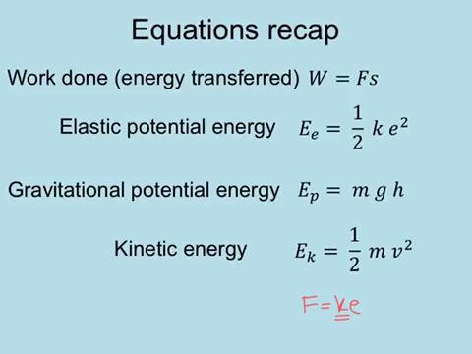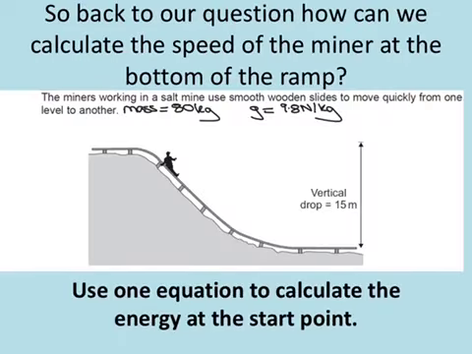Back to our example. In our example, a typical question might be: calculate the speed of the miner at the bottom of the ramp. But in order to do that, we need to start by thinking, what equation could we use to calculate the energy that they have at the start point when they're at the top of the ramp? So think about which energy store is filled there, and so which equation might be used to calculate the energy at this start point.